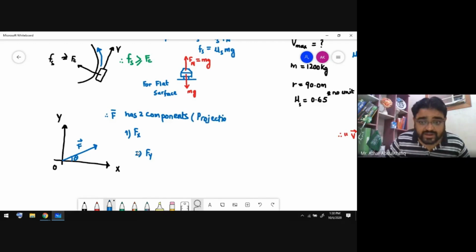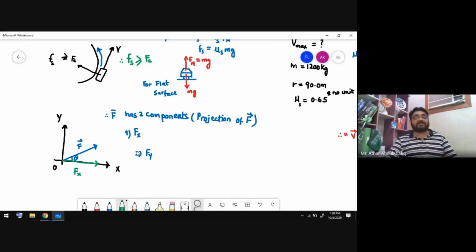Projection of f on the x-axis and y-axis. If you put a light from the top, there will be a projection on the x-axis. This projection on the x-axis is called the x component, and we write it as fx. Whereas when you put a light from this side, there is a projection on the y-axis, which is its altitude. So this will be fy.